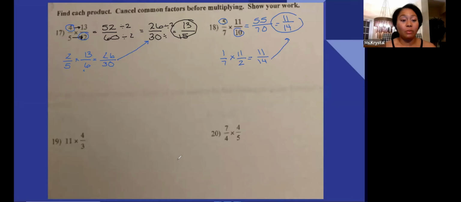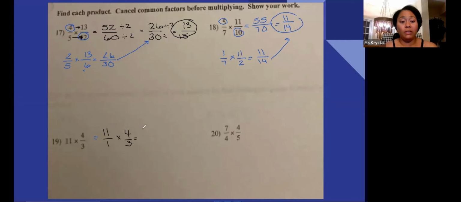So 19 is a funny one because it's a whole number. Remember, anything that's like this, we just put a 1 up underneath it. This blue is a little hard to see. Let me change that to black. Okay, so we have 11 over 1 times 4 over 3. So now there's actually no cross multiplying that I can think of, or cross simplifying that I can think of. So we're just going to multiply straight across.